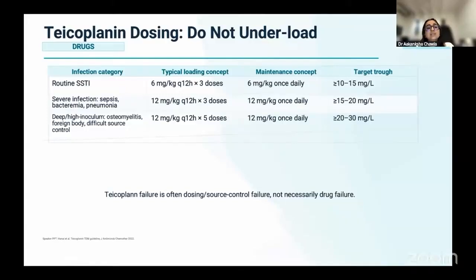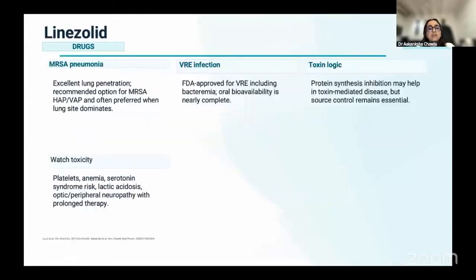Don't forget that in severe infections like sepsis or bacteremia, or even deep high inoculum infections or osteomyelitis, the dose is 12 mg per kg BD for 3 doses in severe infections, sepsis, pneumonias. And for deep-seated infections, it's up to 5 doses BD, followed by 12 mg per kg once daily. Do not forget to load teicoplanin. Don't just write an OD dose. It is very important because it is often the failure of giving a loading dose, not the infection that you're treating, which is not getting better.